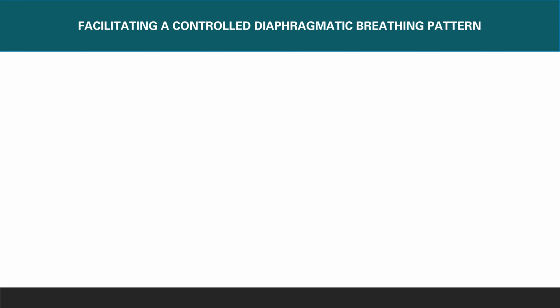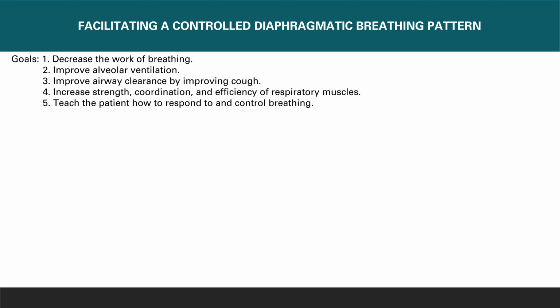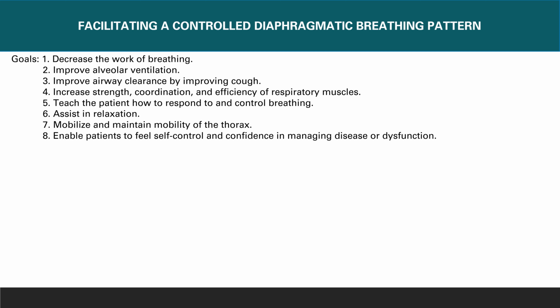The goals for facilitating a controlled diaphragmatic breathing pattern are to decrease the work of breathing, to improve alveolar ventilation, to improve airway clearance by improving cough, to increase strength, coordination, and efficiency of respiratory muscles, to teach the patient how to respond to and control breathing, to assist in relaxation, to mobilize and maintain mobility of the thorax, and to enable patients to feel self-control and confidence in managing disease or dysfunction.